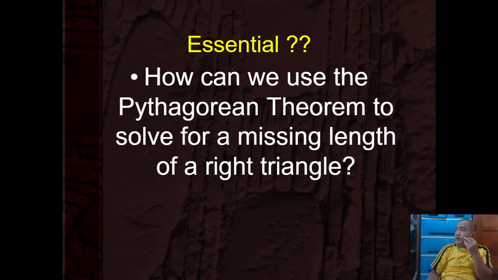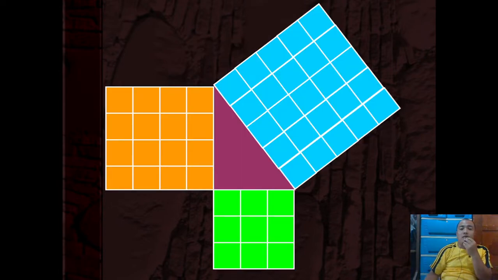How can we use the Pythagorean theorem to solve for the missing length of a right triangle? So we have here a right triangle in pink. What are the lengths of the sides of the right triangle? For the legs, we have 4 units and 3 units. And for the hypotenuse, 1, 2, 3, 4, 5 units. So for the 5 units, you make a square whose dimensions are 5. This one is 3 by 3, and this one is 4 by 4.